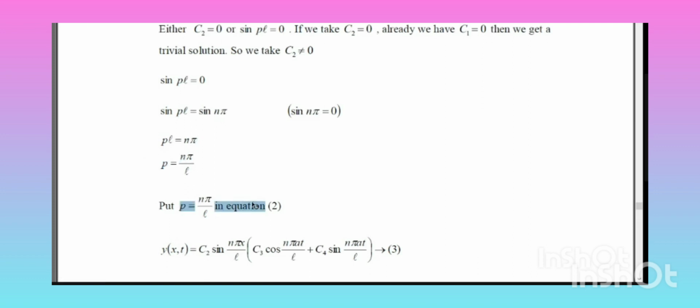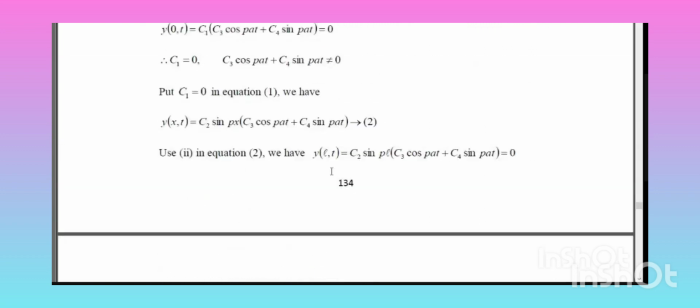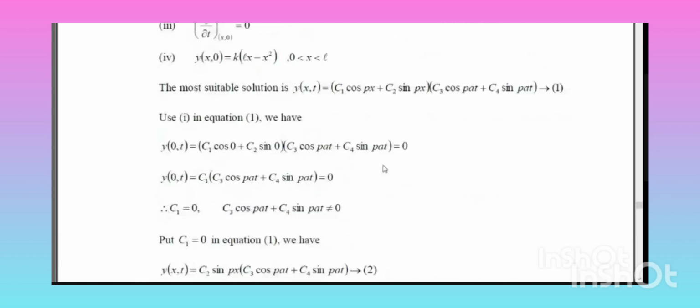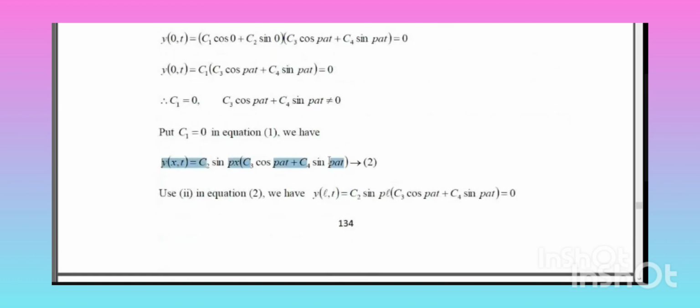Substitute this p value in equation number 2. What is equation number 2? Here is the equation number 2. In this equation, you have to substitute p is equal to n pi divided by L. So this equation can be written as y of x comma t is equal to C2 sin n pi x by L into C3 cos n pi at by L plus C4 sin n pi at divided by L. Am I right?